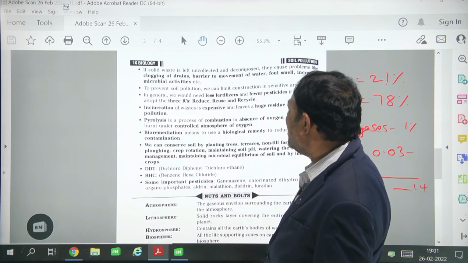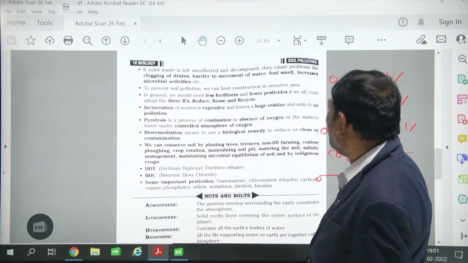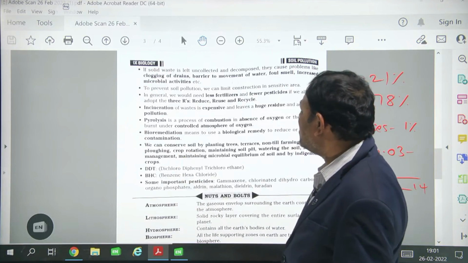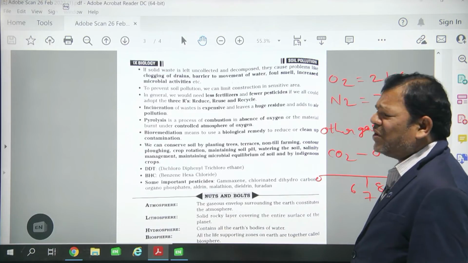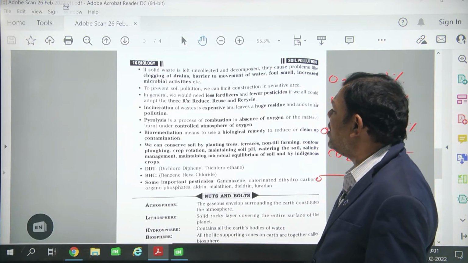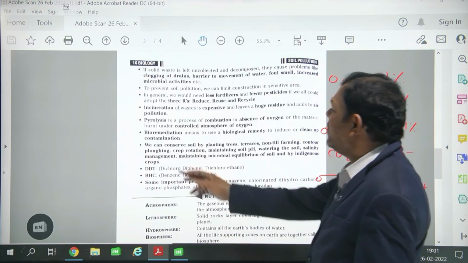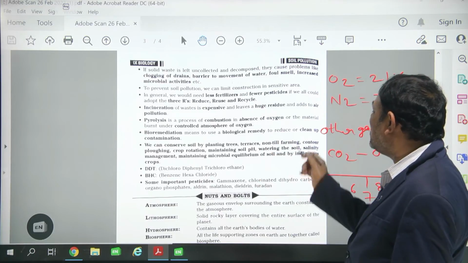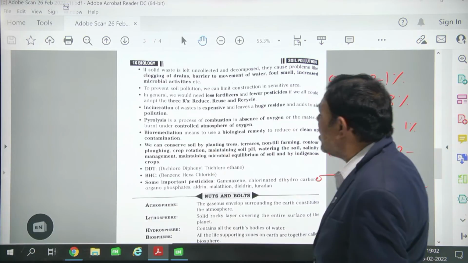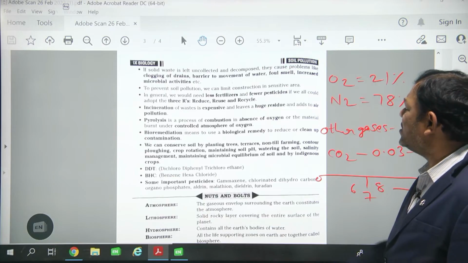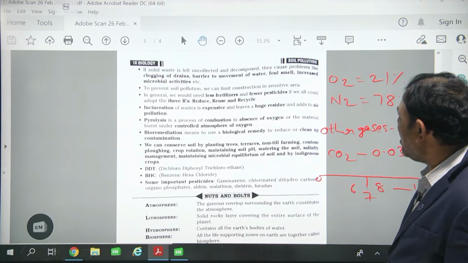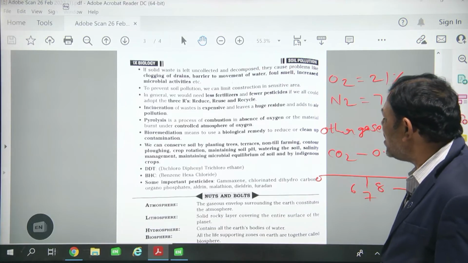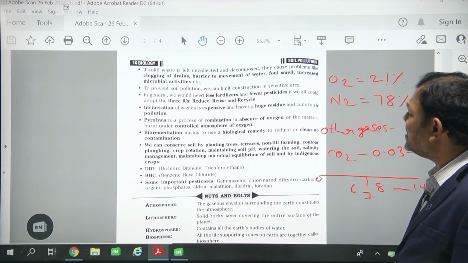Bioremediation means using a biological remedy to reduce or clean up contamination. We can conserve the soil by planting trees. What are the methods used to control soil pollution? We can conserve the soil by planting trees, terracing, non-till farming, contour plowing, crop rotation, maintaining soil pH, watering the soil, salinity management, maintaining the microbial equilibrium of the soil, and indigenous crops.